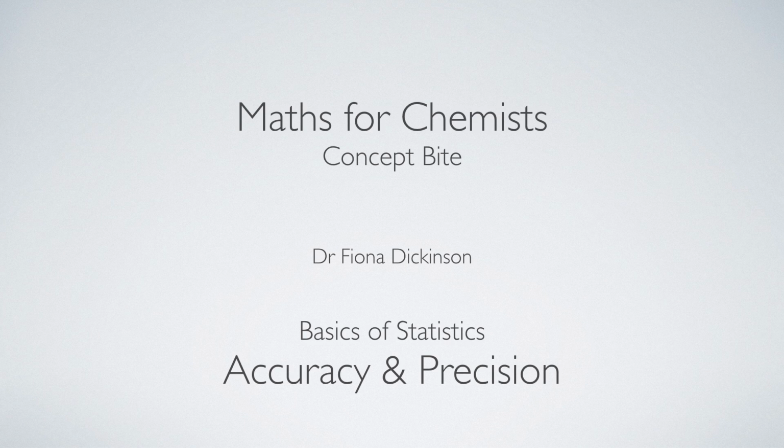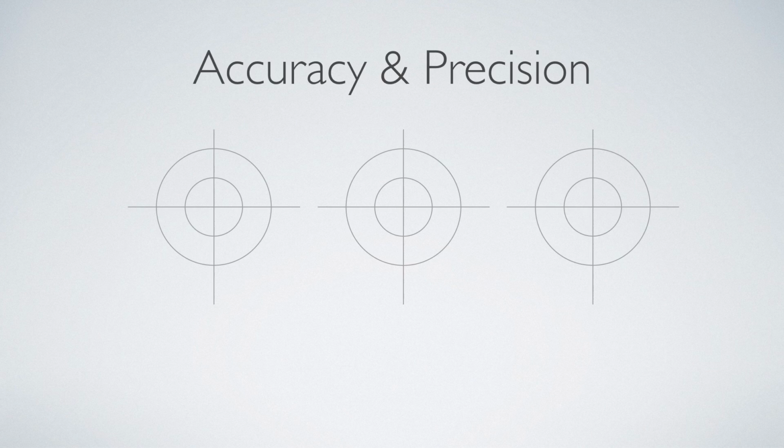This is just a short concept bite video for the Maths for Chemists course on accuracy and precision. Sometimes it's easy to confuse what we mean by accuracy and precision, but these three images that I'm going to have here hopefully make clear the difference.